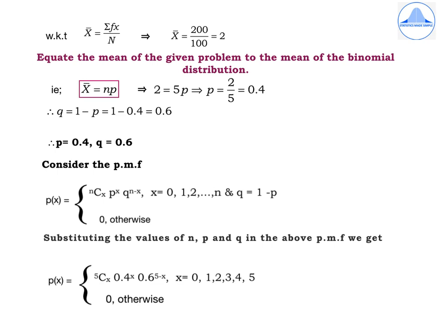Now write the general format of the PMF, and in this you substitute the values of n, p and q, and we get the final PMF expression as p of x equal to 5Cx, 0.4 to the power x, 0.6 to the power 5 minus x, where x takes the value 0, 1, 2, 3, 4, 5, and 0 otherwise.